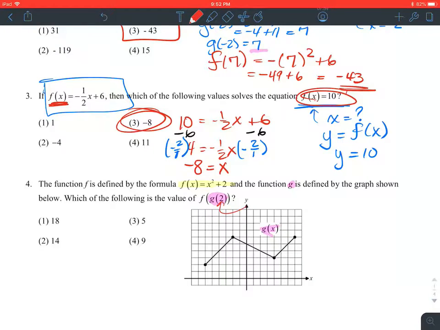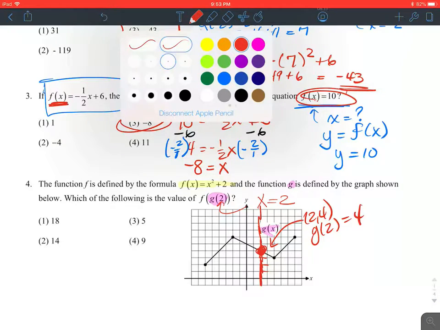So we need to go on this graph where x equals 2. That is right along this vertical line. This point right here is where x equals 2. That's the coordinate pair. 1, 2, 3, 4. 2, 4. So g of 2 equals 4.